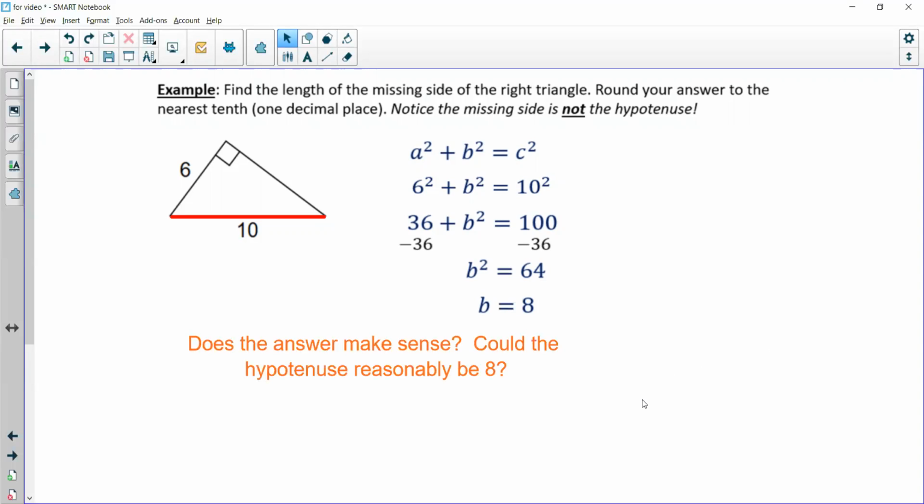Ask yourself, does 8 make sense? If the length of this side is 6 and the length of the hypotenuse is 10, could this leg be 8 units long? Sure it could.